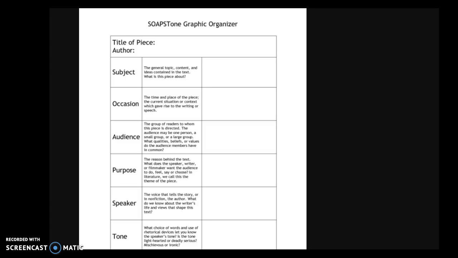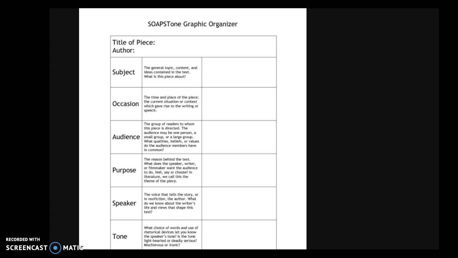I personally like this graphic organizer because it breaks down the subjects very simply for students to understand. So Soapstone is an acronym, and here the students will be able to find each category broken down, as well as questions to think through as they're reading the text in order to identify and explain each part of Soapstone.